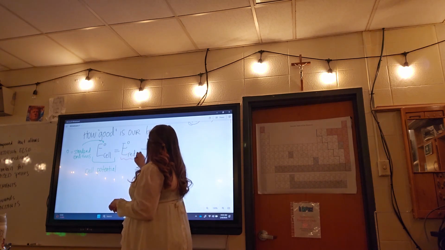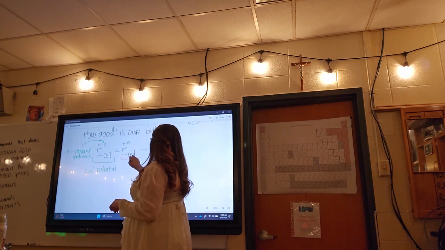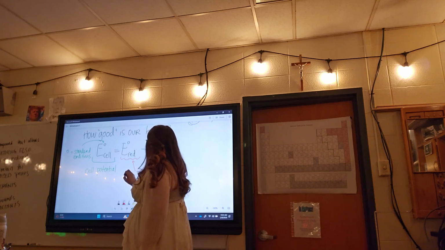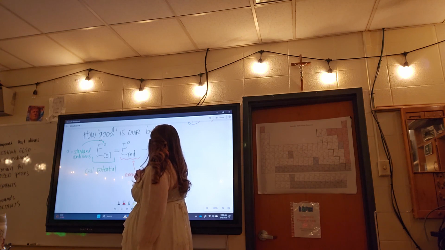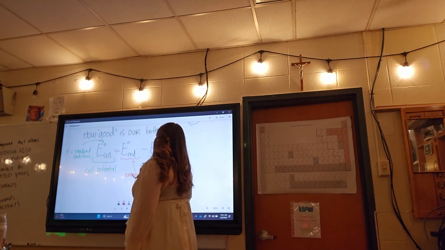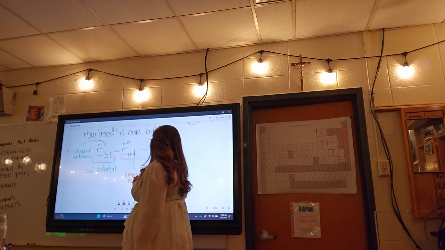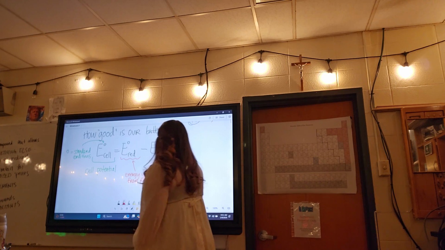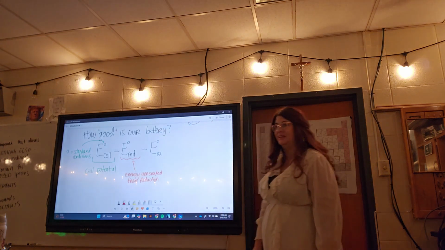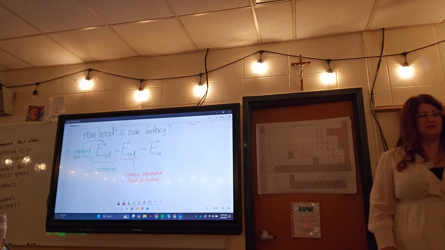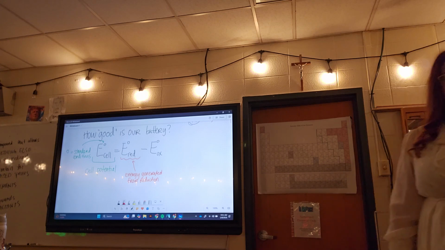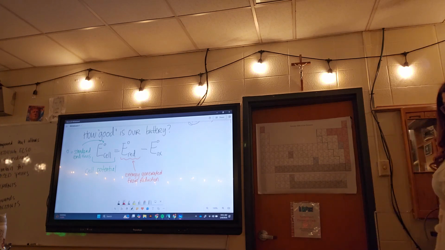All right, so then what is E red? This is the energy generated from the reduction. How will you know what that value is? You'll have to look it up on a table. That's the new sheet I'll give you in a moment.